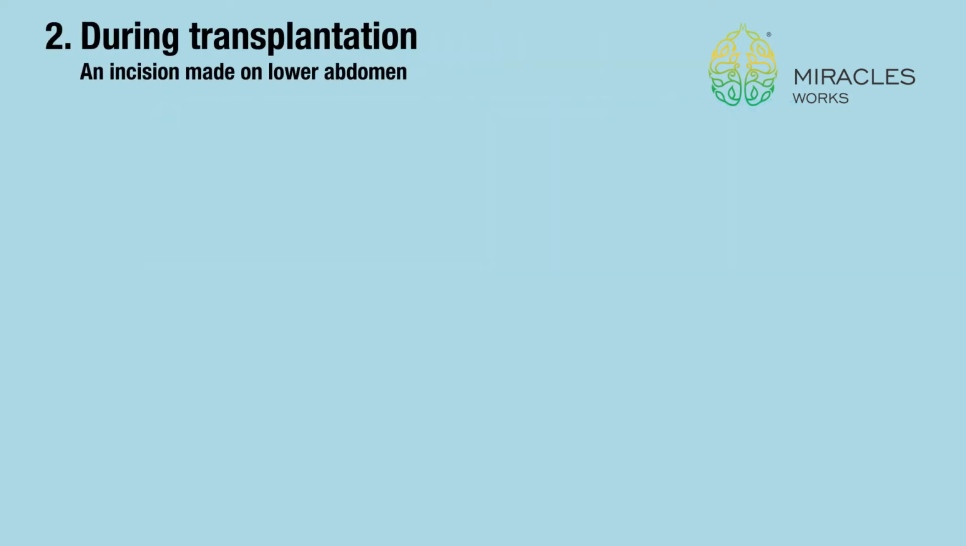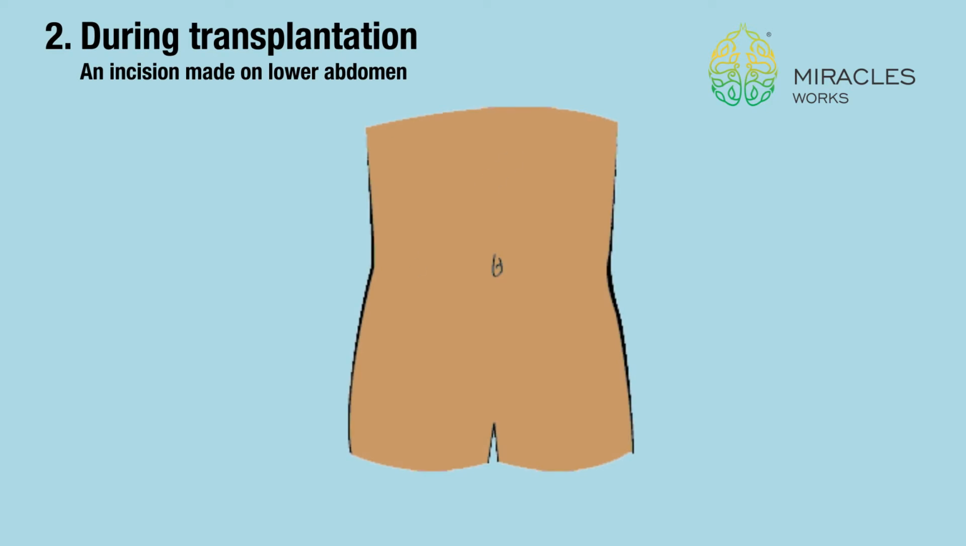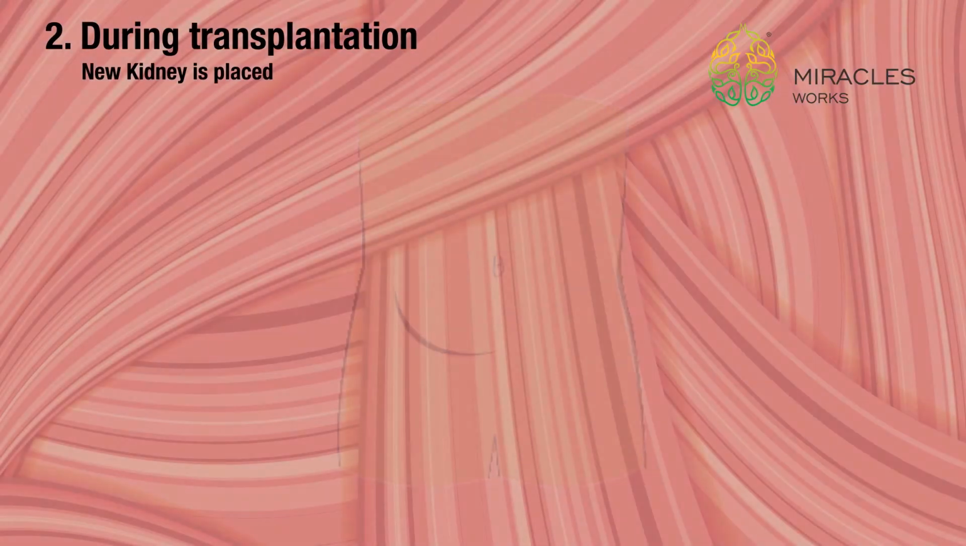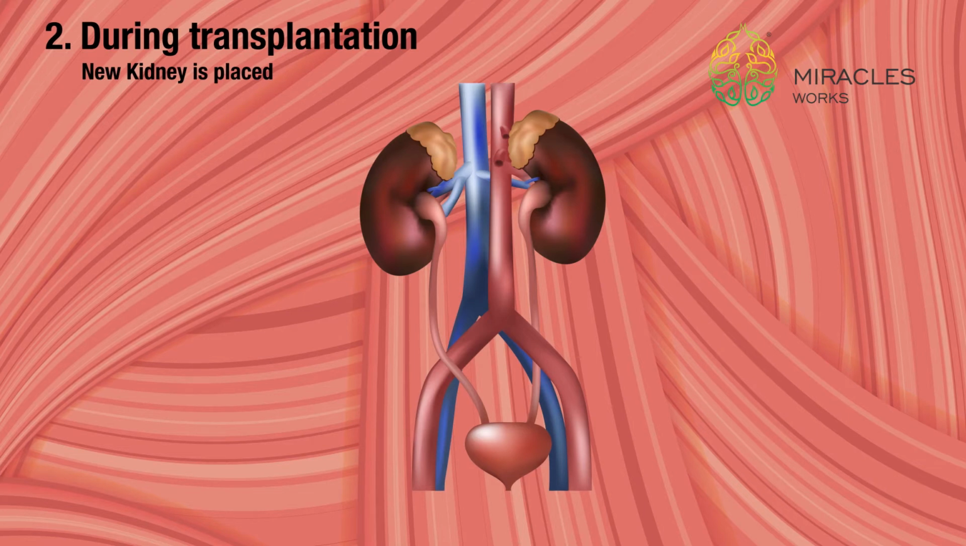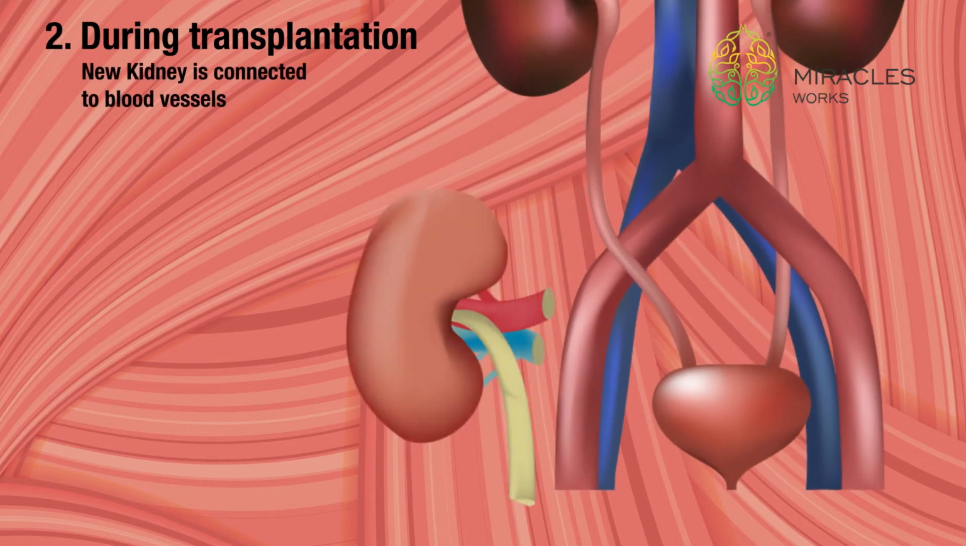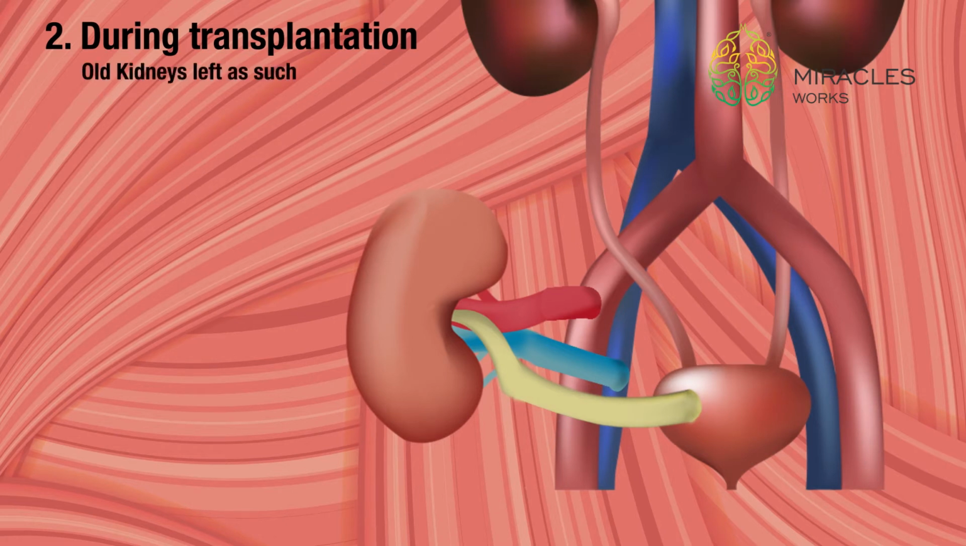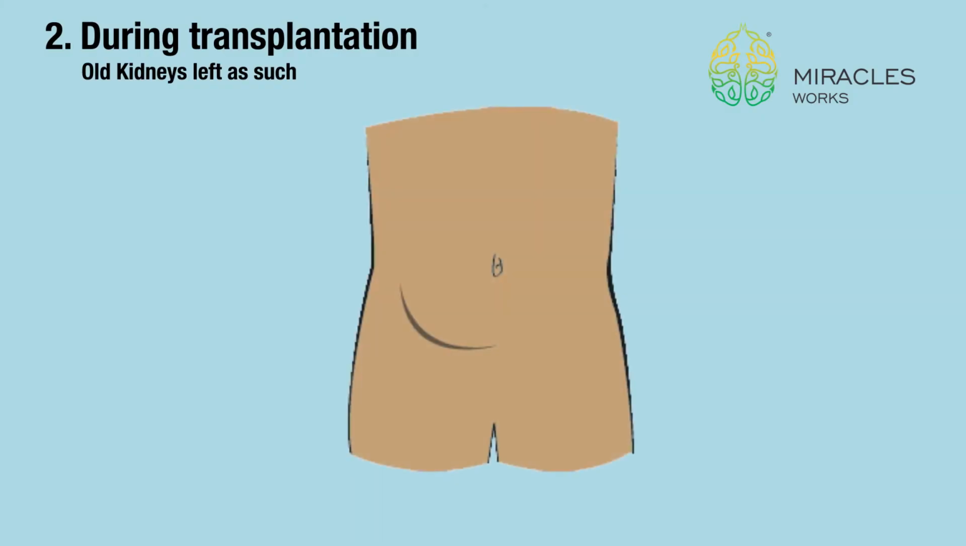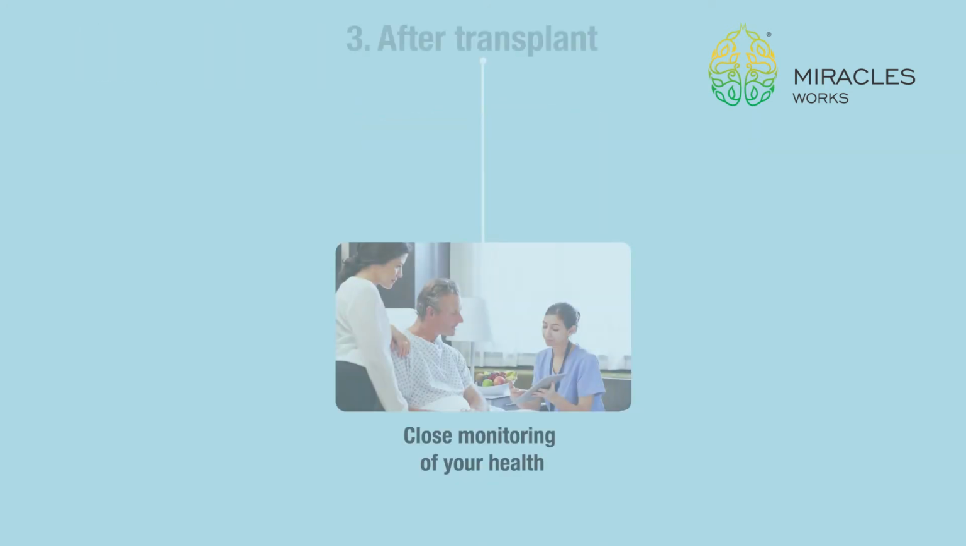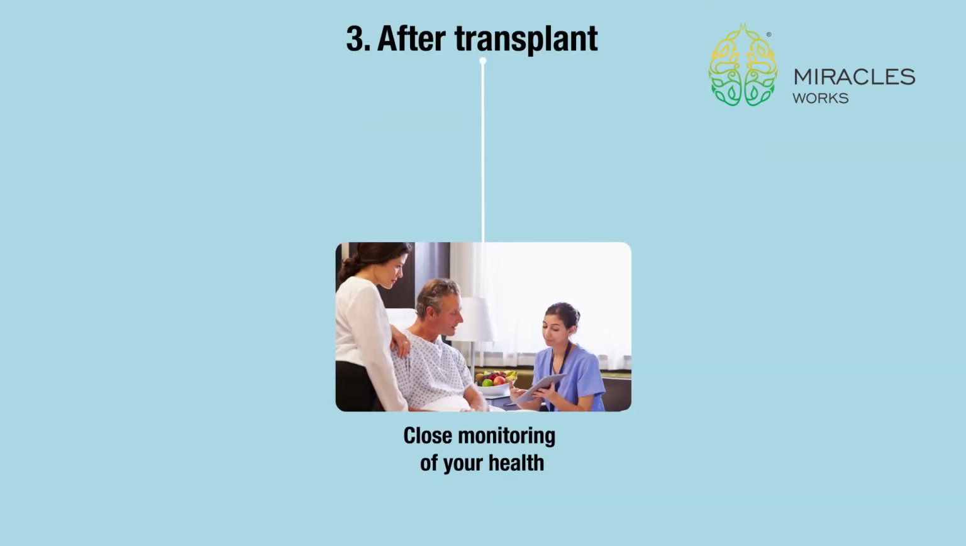2 during transplantation. The surgeon makes an incision and places the new kidney in your lower abdomen. The blood vessels of the new kidney are attached to blood vessels in the lower part of your abdomen, just above one of your legs. The new kidney's ureter, the tube that links the kidney to the bladder, is connected to your bladder. Unless your own kidneys are causing complications such as high blood pressure, kidney stones, pain or infection, they are left in place.